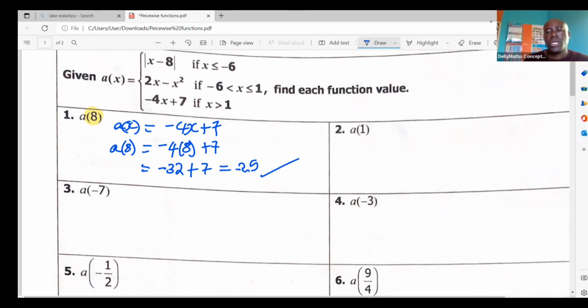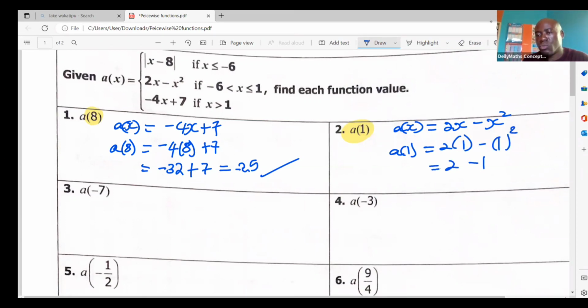Let's go on to number 2. In number 2, we want to evaluate a of 1. Which one of these would a of 1 fall into? It's not less than or equal to -6. It's not greater than 1, but definitely it is equal to 1. So we find it in that function in the middle. So let's write the function. A of x is equal to 2x minus x squared, where x is greater than -6 and less than or equal to 1. So we're doing a of 1: 2 times 1 minus 1 squared. 2 minus 1 is 1.